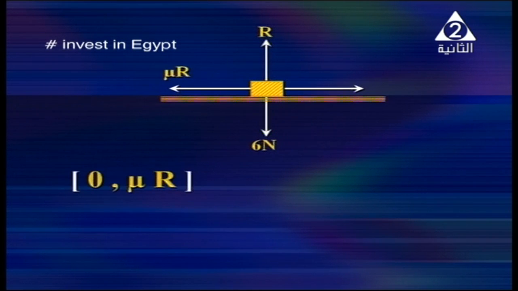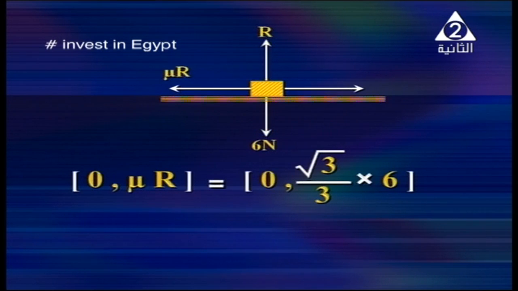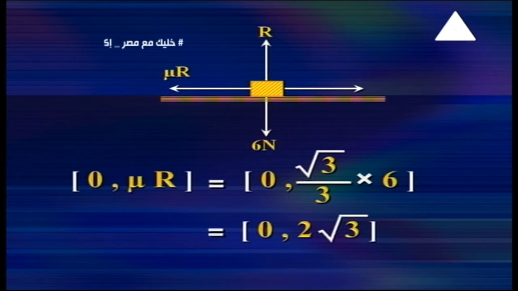My dear student, this is 0 to mu R. What is mu R, my dear student? Excellent student. √3 over 3 times 6. Then the correct answer is 0 to √3.